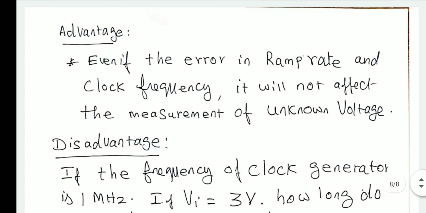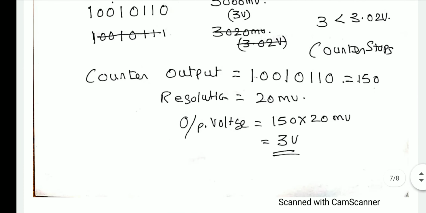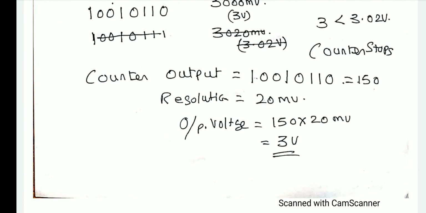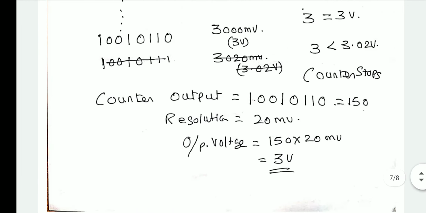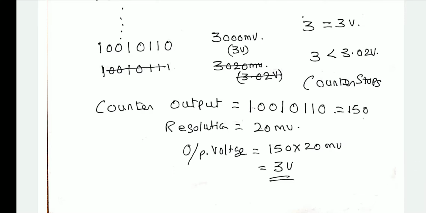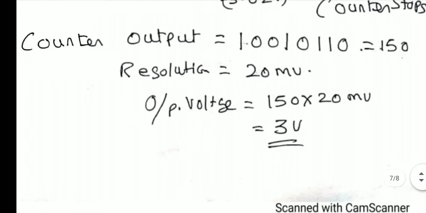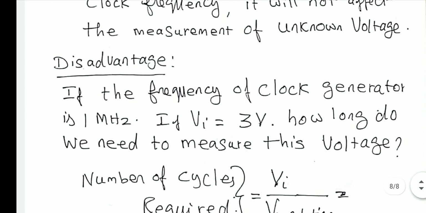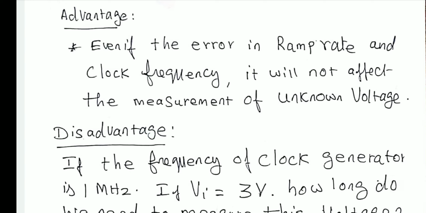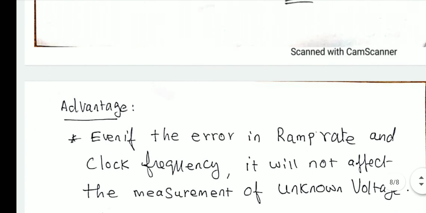So the advantage of this instrument is, even if there is an error in the ramp rate and clock frequency, it will not affect, because here the unknown voltage is not calculated with respect to the ramp rate and the time measurement. Here we are simply getting the unknown voltage directly from the counter output. So the output voltage is directly the count value multiplied with the resolution of the DAC. So the problem with the linear ramp meter is rectified here. So it is an advantage.